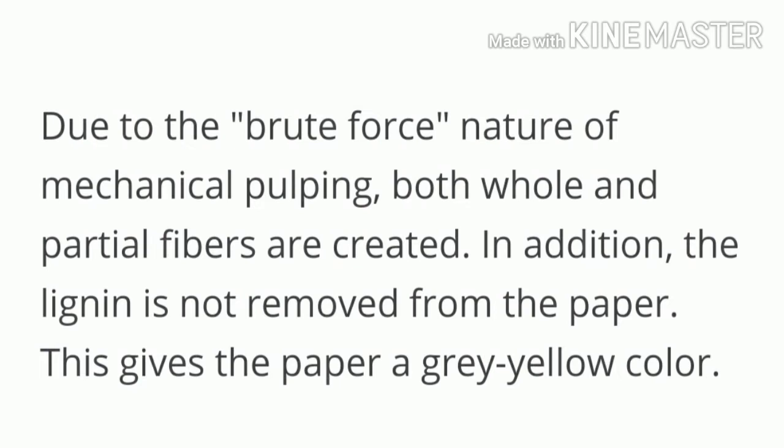Due to the brute force nature of mechanical pulping, both whole and partial fibers are created. In addition, the lignin is not removed from the paper. This gives the paper a grey-yellow color. Paper made from mechanical pulp is also known as groundwood paper.